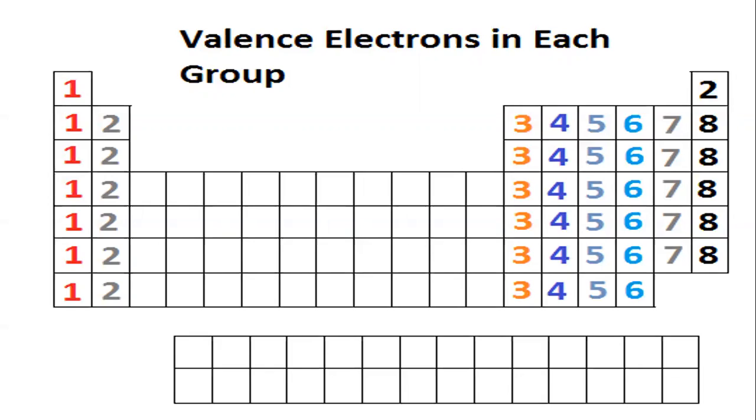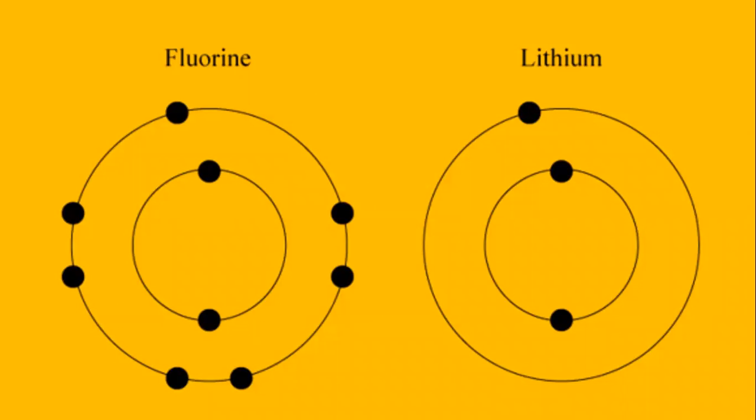Consider the elements fluorine and lithium. Fluorine has 7 of 8 possible electrons in its outermost energy level, which is energy level 2. It would be more stable if it had 1 more electron, because this would fill its outermost energy level. Lithium, on the other hand, has just 1 of 8 possible electrons in its outermost level, also energy level 2. It would be more stable if it had 1 less electron, because it would have a full energy level. And that full energy level would now be energy level 1.